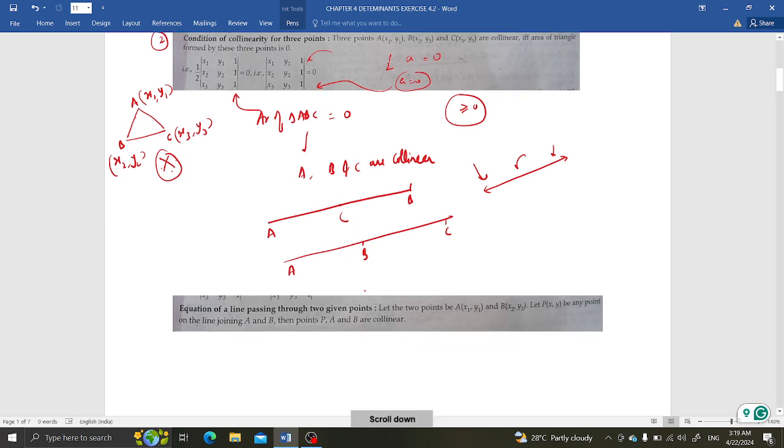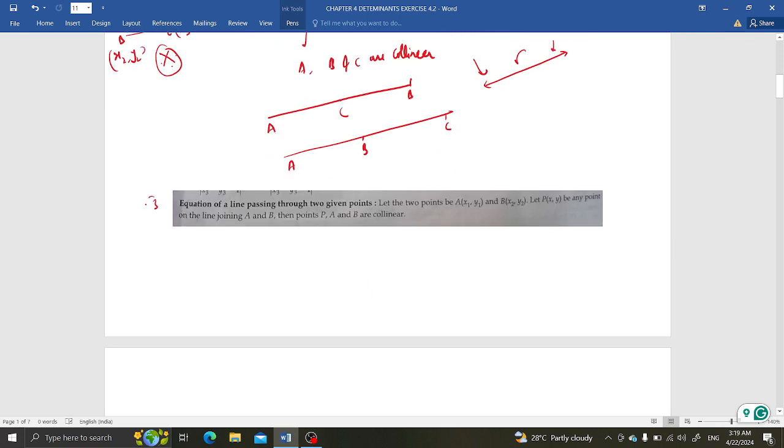Okay, next one is the equation of a line passing through two given points. That means by using the determinant, we can find the equation of a line also. Suppose we have a point A, x1 comma y1, and a point B whose coordinates are x2 comma y2. Okay, and someone says find the equation of the line. As we know that we are in two dimensions, these 2 points are in two dimensions.